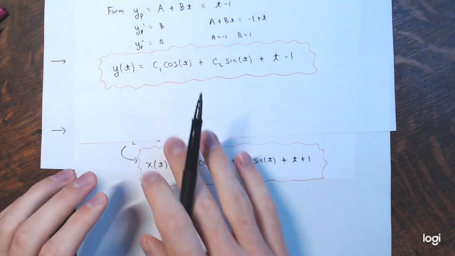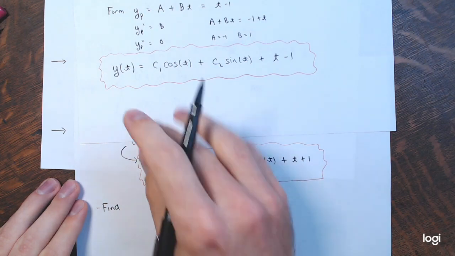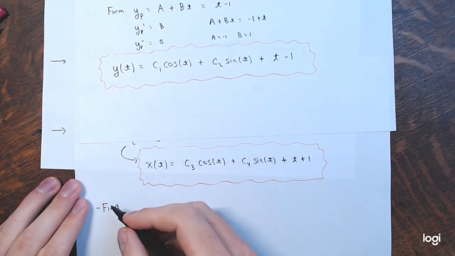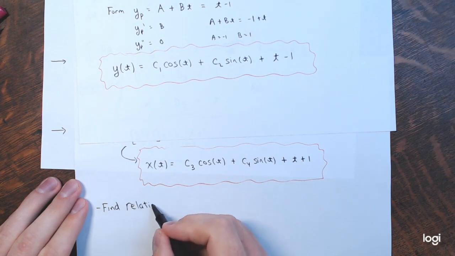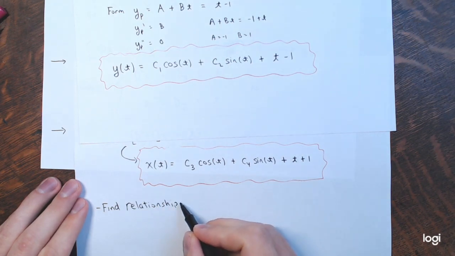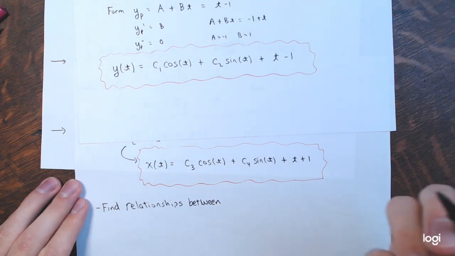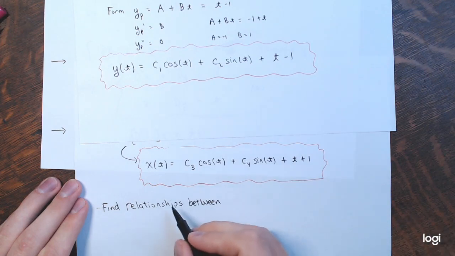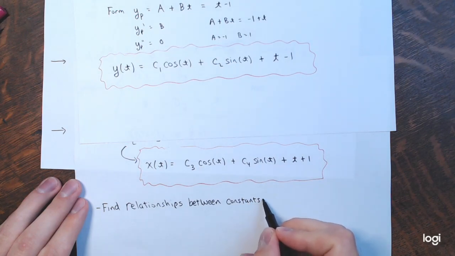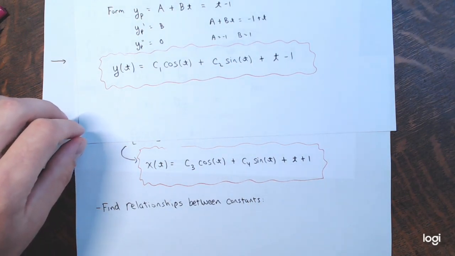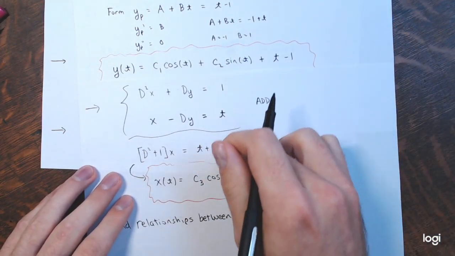So we need to figure out relationships between the constants. After finding the way the solution needs to look, as with the first example, we need to find relationships between the constants. This is just by substituting back into one of the equations from the system. So going back to the system, first let me write out what we have: x, and y.